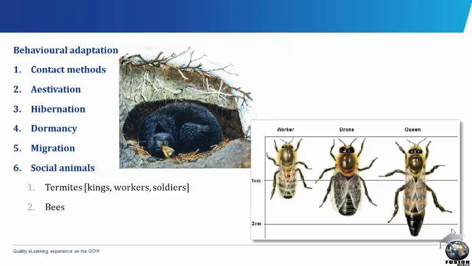Estivation. Some remain dormant during dry season. Example: the mudfish. Hibernation. This is when animals undergo dormancy, especially in winter, during which metabolic rate is much reduced and the body temperature of homoeothermic species drops to that of the surrounding.